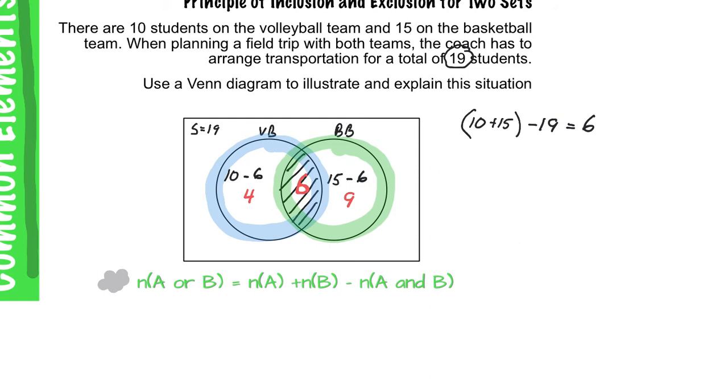So the formula below works like this. The number in A or B is 19, and that number equals the number in A itself, so 10 people on the volleyball team, plus the number in B itself, if it were separated out, subtracting the number that is in both. And now you have 19 on both sides of the equation.